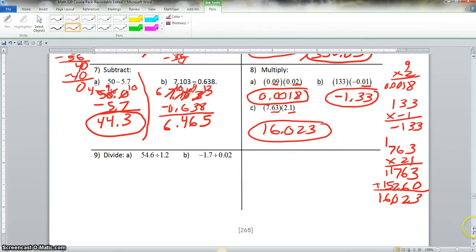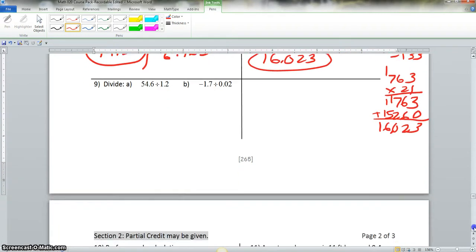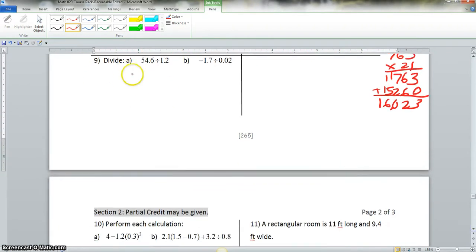Okay, now we come here to problem number 9. Now it tells us to divide. If you notice here, we have these decimals. So we'll take 1.2 into 54.6. Now we have to get rid of this decimal on the outside of the division bar, and we would do that by moving that one place to the right here, and however many places we move out here, we must move it in here. So it'll be 12 into 546. Now I'm going to put a decimal 0.